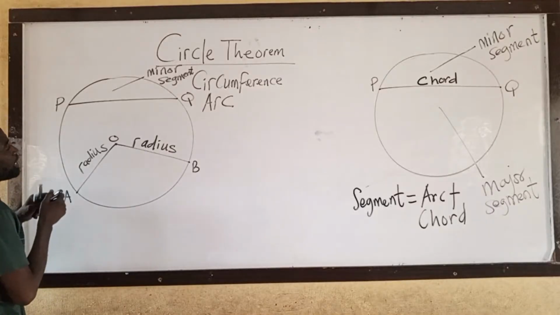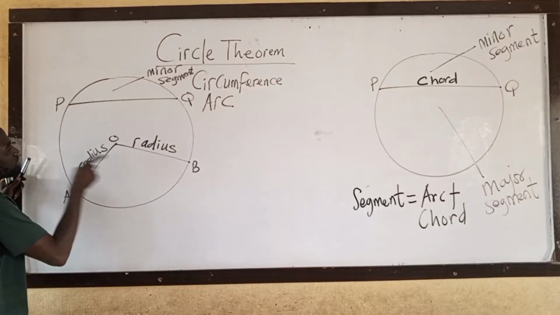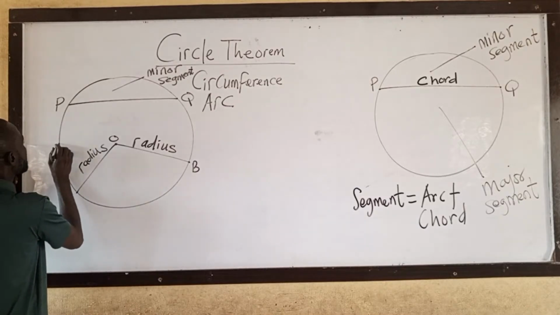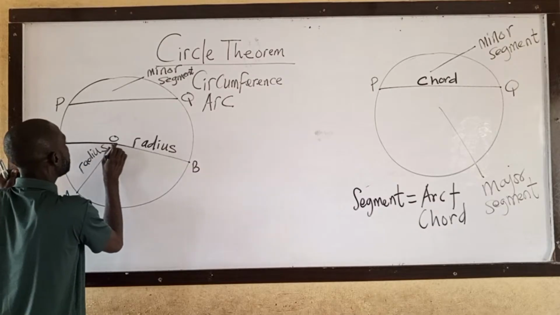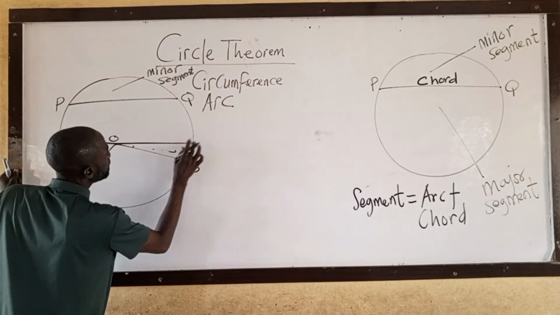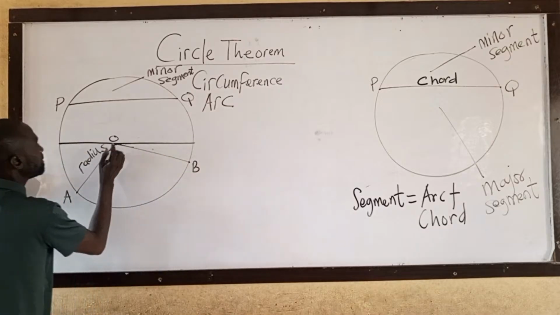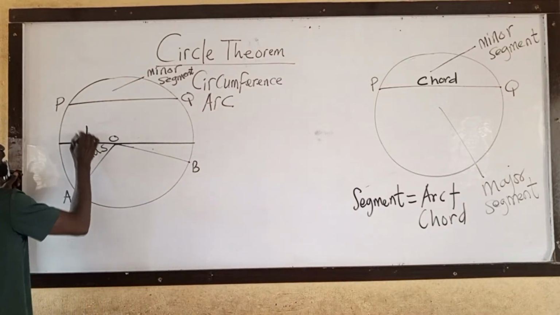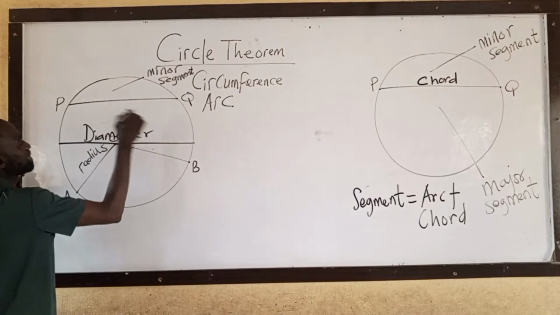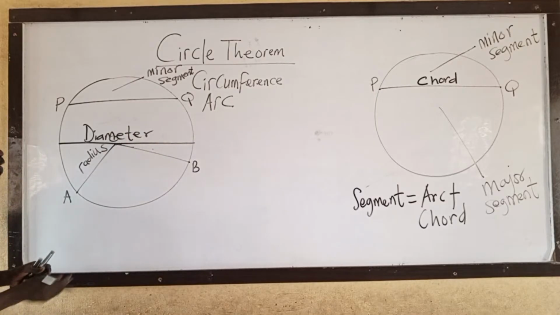Now, if I draw a line that passes through the center of the circle and divides the circle into two equal parts, that line is called a diameter. This line is called a diameter. So a diameter is a line that divides a circle into two equal parts.